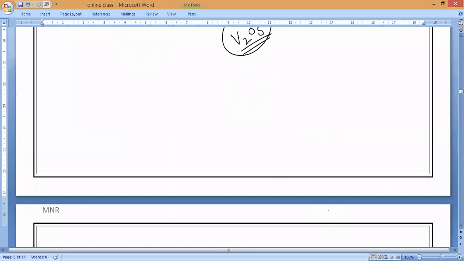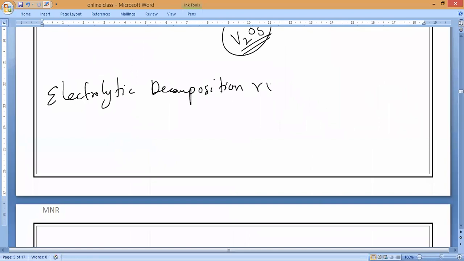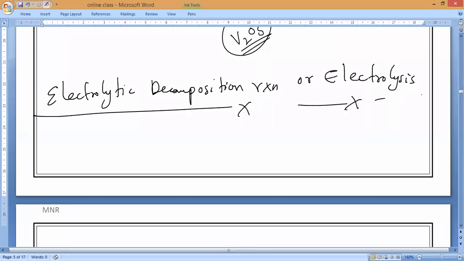So finally, till today we have studied the decomposition reaction, first type only, that is thermal decomposition reaction. In our next class, tomorrow's class, we are going to study electrolytic decomposition reaction, which we can also call electrolysis. Clear? That is what we will study in tomorrow's class.